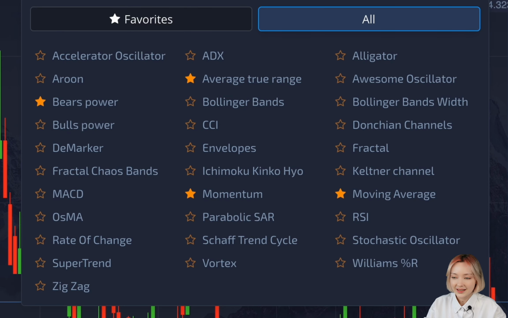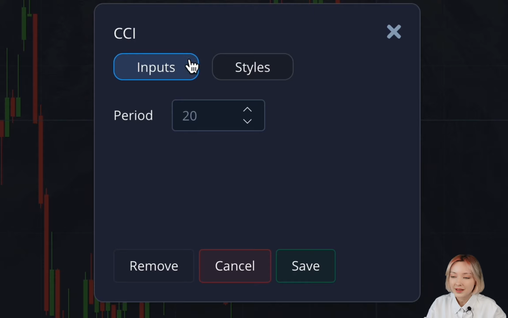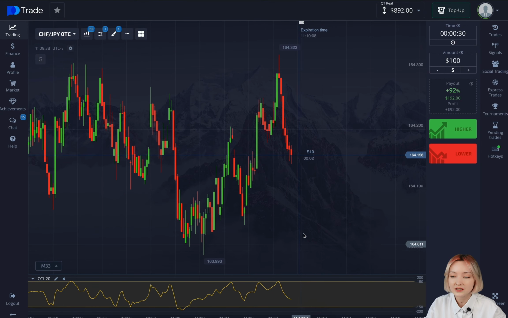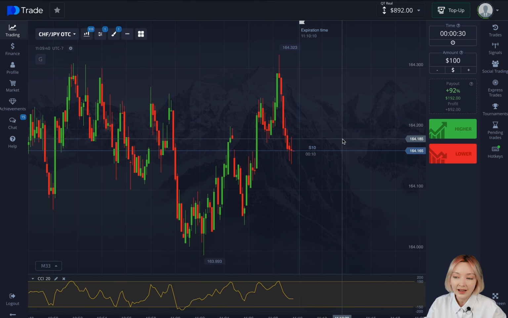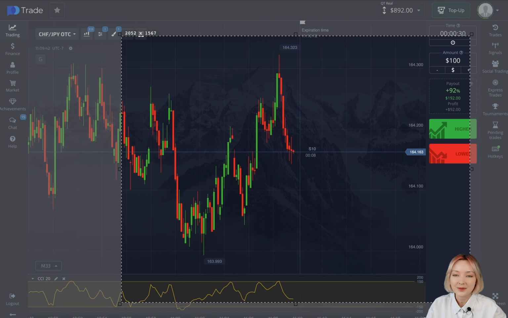We're opening the indicators menu, searching for the CCI indicator and adding it. That's it. Now we're clicking the pencil icon and opening the style section. We're typing 150 here and minus 150 here, just like this. This way we've slightly adjusted the top and bottom borders we're going to be entering the market at.